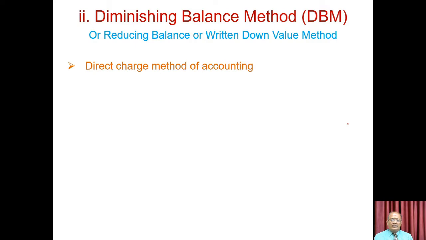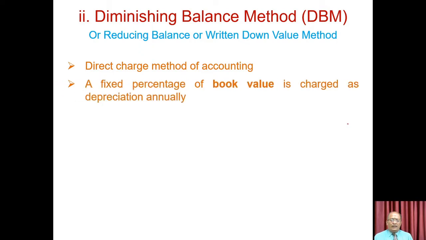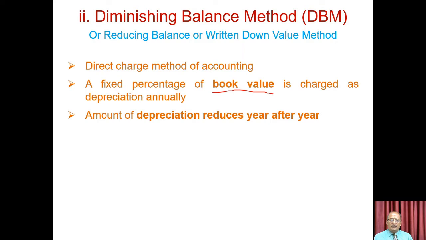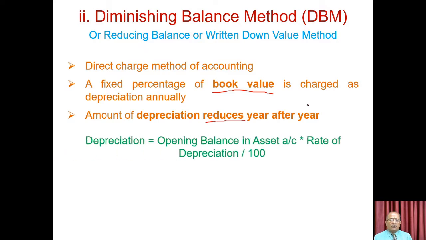Now, it is a method of accounting. Here, as usual, what we had in our straight line method, the direct charge method of accounting is used. Here, the fixed percentage on the book value is charged as depreciation. That is very important. Now, the amount of depreciation reduces year by year, because due to depreciation, the balance in the asset account naturally reduces. Also, when we apply the same percentage of depreciation, the depreciation amount also reduces.